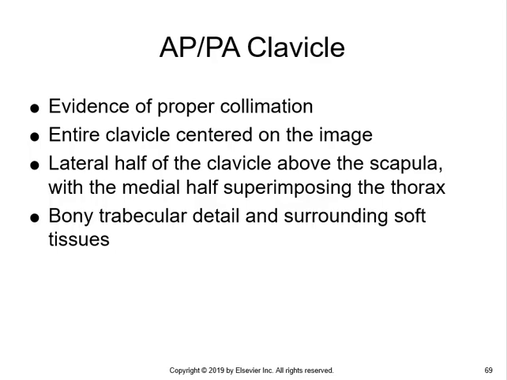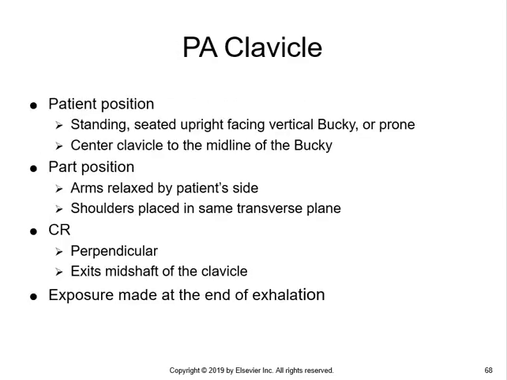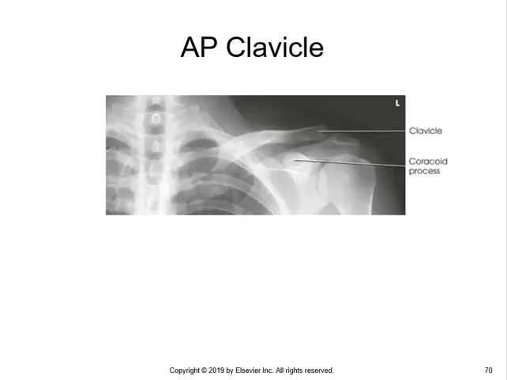So, same positioning basically, only PA as opposed to AP. So what it should look like is this. We've got about a third of the clavicle that's going to be under the ribs and under the lungs. And then we've got the rest of the clavicle out to the side.